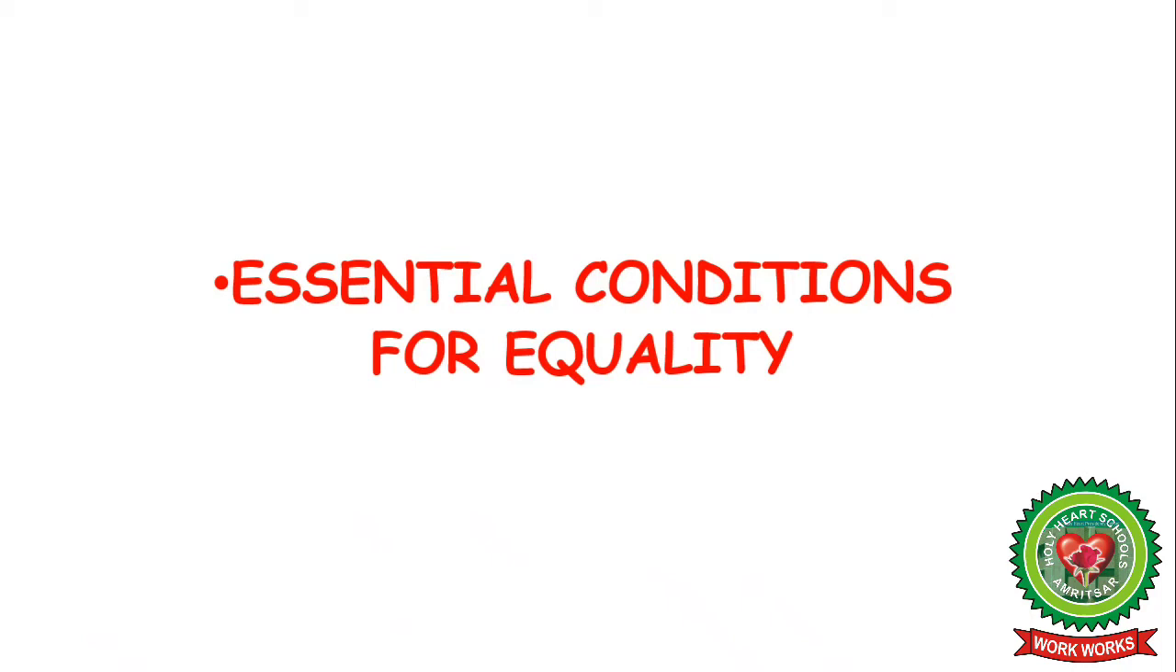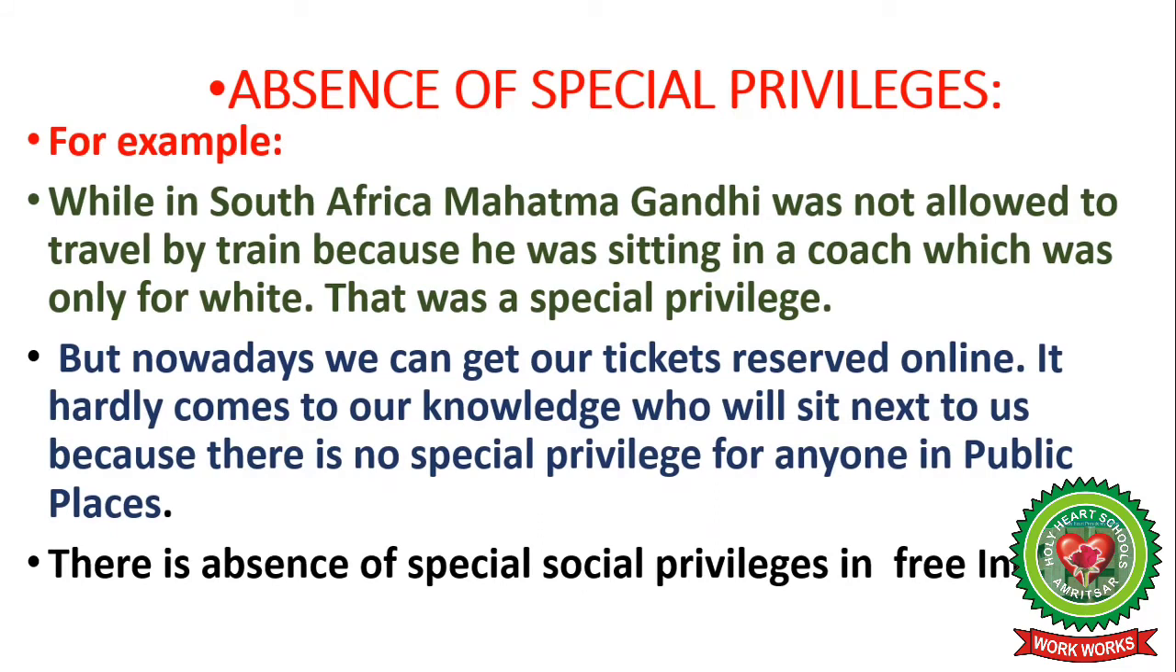Now, I will discuss the essential conditions for equality. The first condition is absence of special privileges. For example, while in South Africa, Mahatma Gandhi was not allowed to travel by train because he was sitting in a coach which was only for whites. White means here British. That was a special privilege, and this was for the British. And blacks were not allowed to sit in that coach. Who were black? Blacks were Indians and South Africans. So they were not allowed to sit in that coach where the British were sitting.